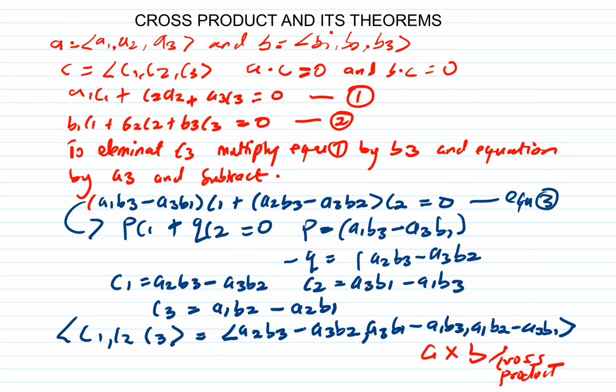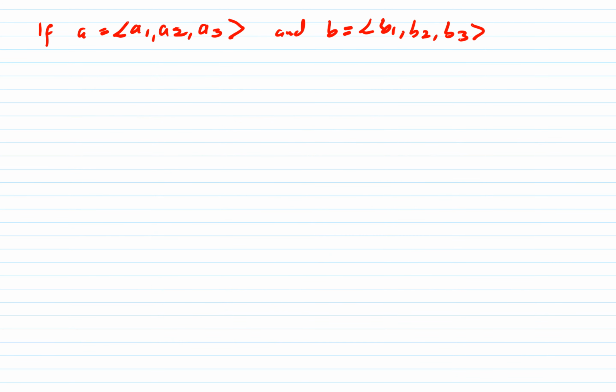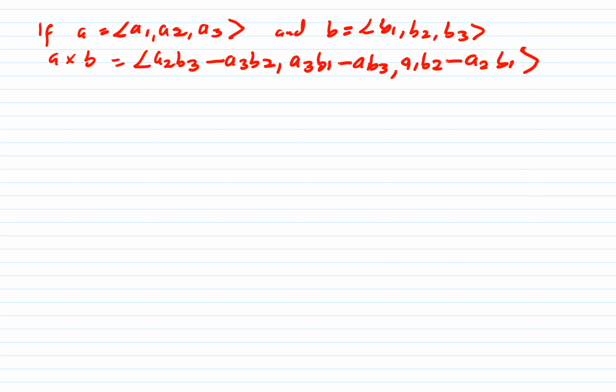Now let's go to the next page. We are going to define something, so just pay attention to that. If we have a equal to a1, a2, a3 and b equal to b1, b2, b3, then the cross product of a and b is the vector a times b equal to a2 b3 minus a3 b2, a3 b1 minus a1 b3, a1 b2 minus a2 b1. The cross product of a and b, unlike the dot product, is a vector. For this reason, it is also called the vector product.